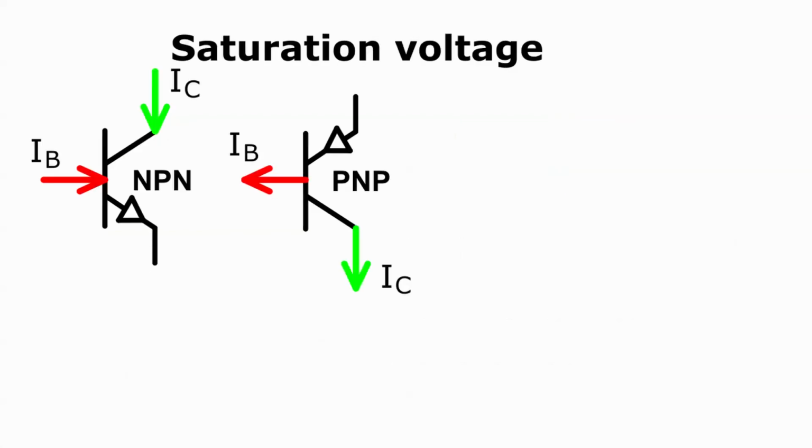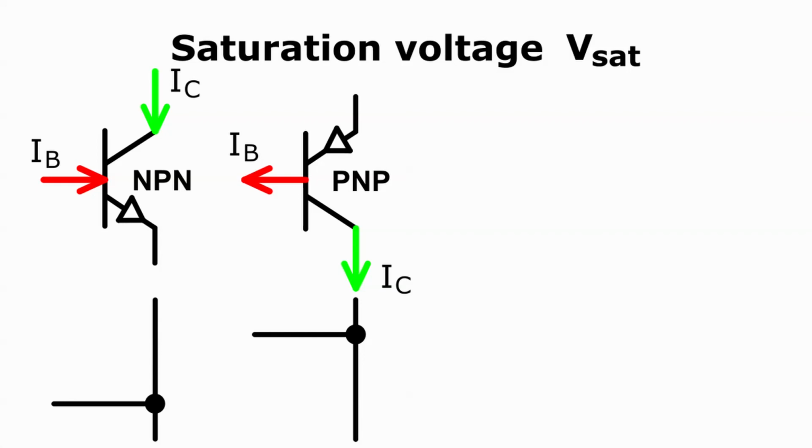Let me also say a word about a parameter called the saturation voltage. The symbol Vsat is used for the saturation voltage. I said above that a transistor in saturation mode could be treated as if all 3 terminals were shorted together. That's a good first approximation. Sometimes, however, more accuracy is needed.